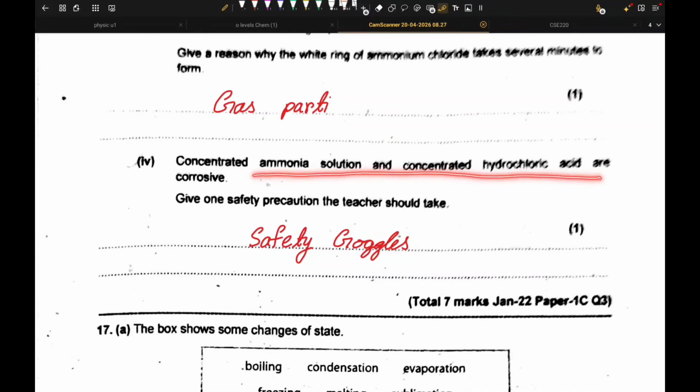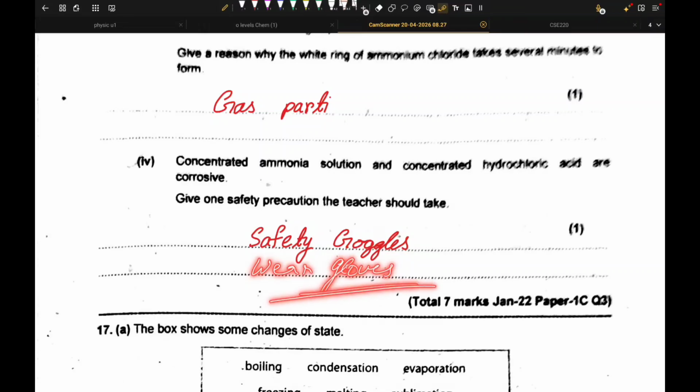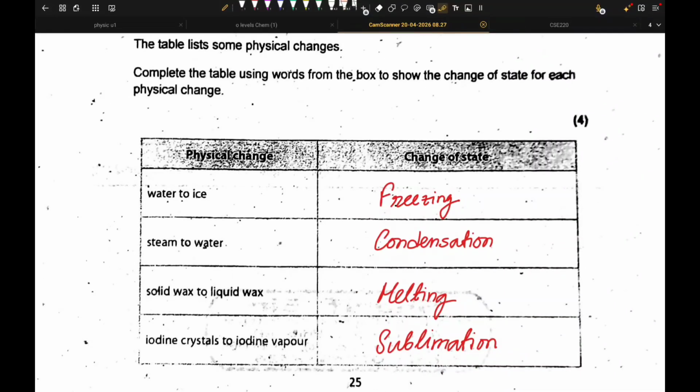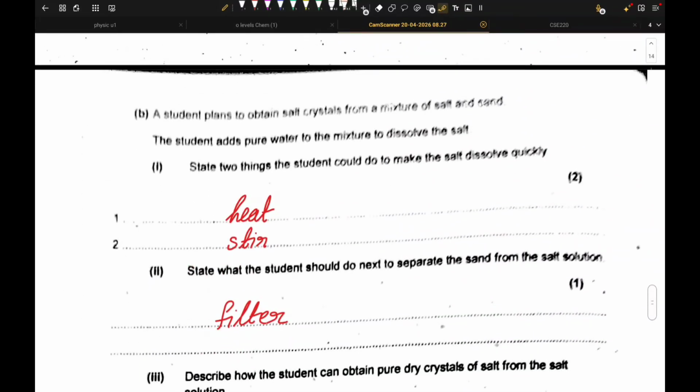Concentrated ammonia solution and hydrochloric acid are corrosive. So what should be our safety precautions? Safety goggles. If there was a second one, we could write wear gloves. But if we have to write only one, go with goggles. That is a safer option. Water to ice, steam to water, wax to liquid wax, iodine crystal to iodine vapor, sublimation. We all know all this.